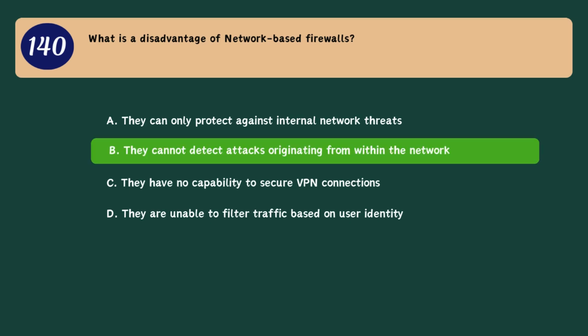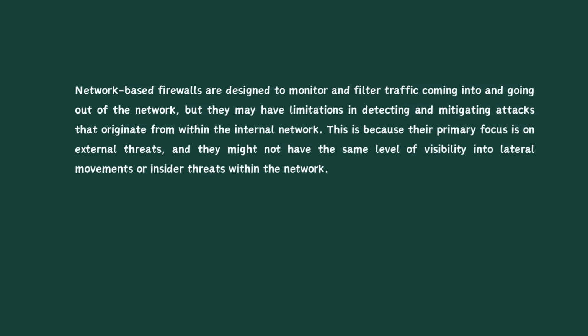Correct answer. B. They cannot detect attacks originating from within the network. Network-based firewalls are designed to monitor and filter traffic coming into and going out of the network, but they may have limitations in detecting and mitigating attacks that originate from within the internal network. This is because their primary focus is on external threats, and they might not have the same level of visibility into lateral movements or insider threats within the network.